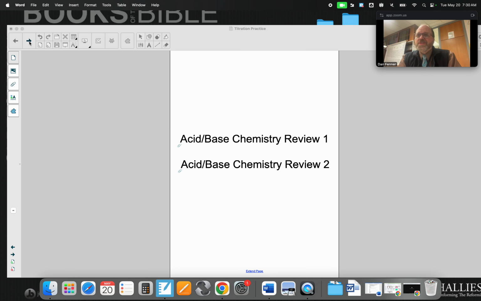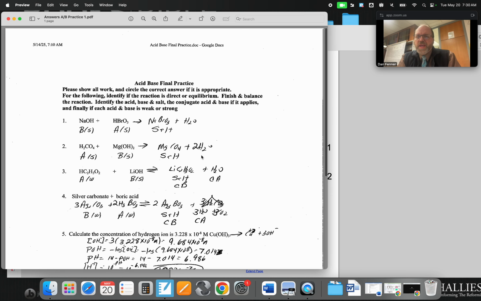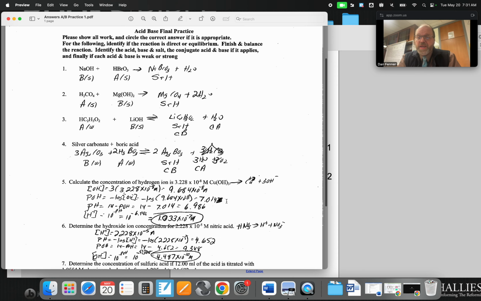All right, let's look at the answers. All right, here we go. So the first day, there's my answer set. We have the first 2 are regular because both of them are strong. The second 2, the acid in the third one is weak, and both of them are weak in the fourth one. So we do have conjugates coming back. Remember, if we form carbonic acid, it dissociates in the water to carbon dioxide.